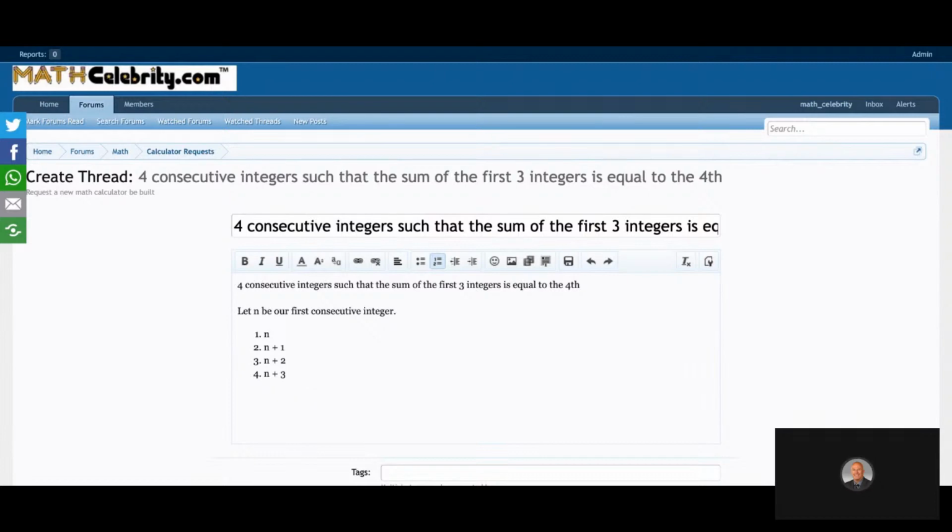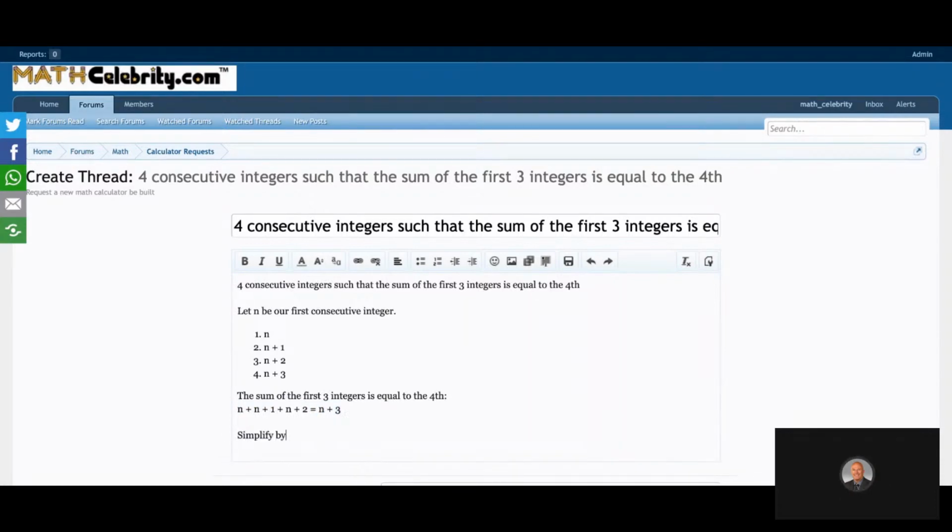And we're told, 4 consecutive integers such that the sum of the first 3 integers is equal to the 4th. Okay. So the sum of the first 3 integers is equal to the 4th. So we have n plus (n plus 1) plus (n plus 2) equals n plus 3. So these are the sum of the first three, and we're told it's equal to the fourth.